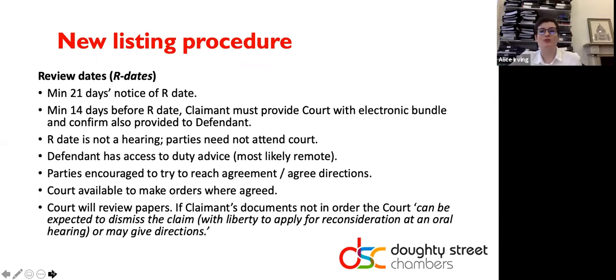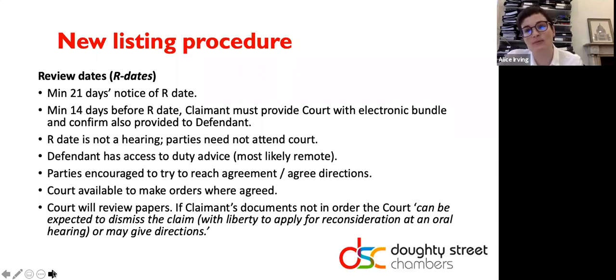The other thing to note about the R date is that linked to that is a new requirement that 14 days before the R date, the claimant has to file a bundle of documents, and you might call that the R bundle. I've heard that referred to if we're going for the new lingo. And that should be the claim form, the defence, if one's been sent in, as well as any of the requisite sort of notice documents and so forth. And the court will be checking on the R date whether all of those documents are in order.